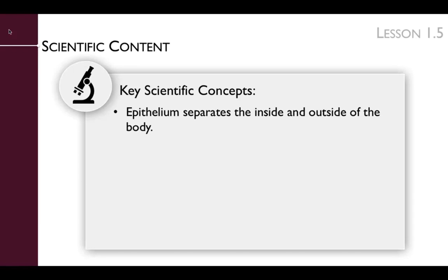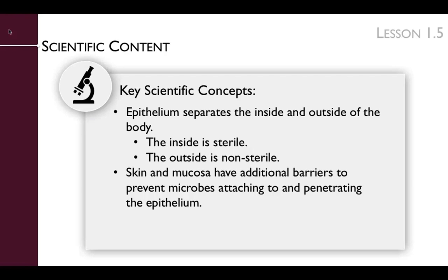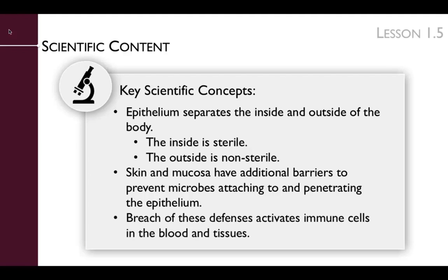Epithelium separates the inside and outside of the body. The inside is sterile and the outside is non-sterile. Skin and mucosa have additional barriers to prevent microbes attaching to and penetrating the epithelium. Breach of these defenses activates immune cells in the blood and tissues.